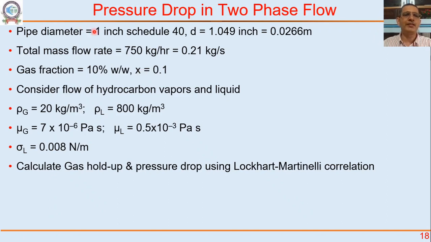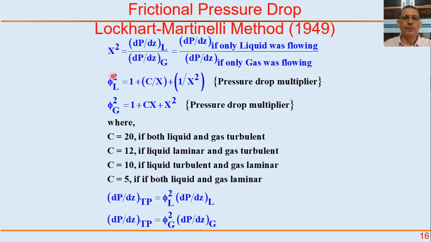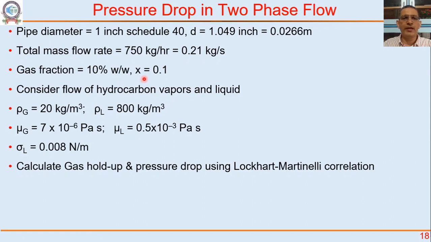So imagine that there is a pipe of diameter 1 inch, schedule 40, so the diameter is 26.6 millimeters. Total mass flow rate is, say, 750 kg per hour, so that is 0.21 kg per second. Gas fraction is 10% by weight, and that gas fraction is called X. X is called the quality, so this quality is 0.1.